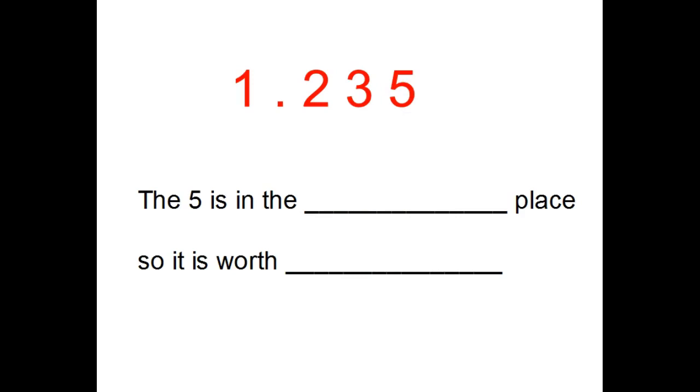Here's another one. You try it out. Tenths, hundredths, thousandths. I got a 5 in the thousandths, so it's worth 0.005. 5 thousandths. Looking for the 3 this time. Tenths, hundredths. Which would make it worth 0.03. Also said as 3 hundredths.